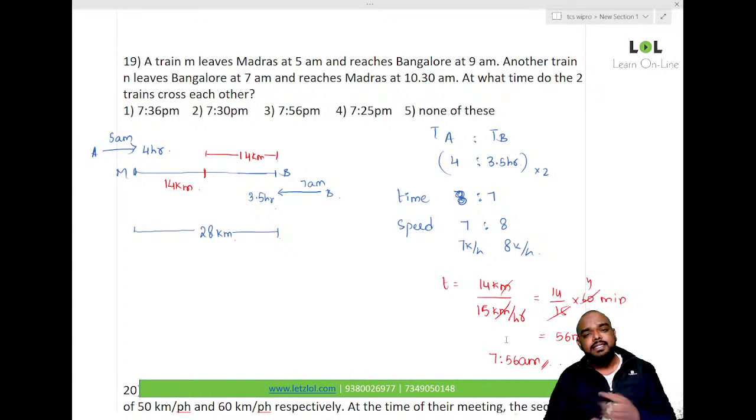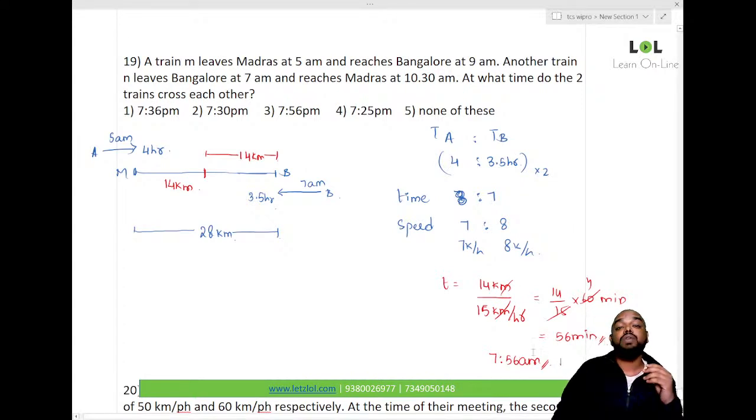Total distance itself is 28. So it already traveled 14 kilometers by 7 a.m., means remaining distance will be only 14. So we calculate the time taken by them for the remaining 14 kilometers. We'll get 56 minutes as my answer.